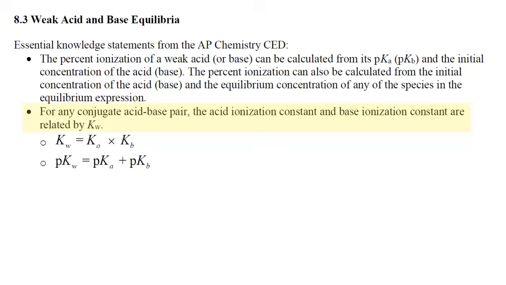For any conjugate acid-base pair, the acid ionization constant, which is Ka, and the base ionization constant, which is Kb, are related by Kw. So these two equations also appear on the AP Chemistry equation sheet. The first one says that Kw, which is the autoionization constant for water, is equal to the product of Ka times Kb. And then that next equation says that the pKw is equal to the sum of pKa plus pKb.